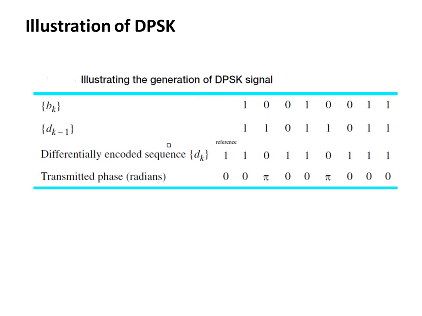The differentially encoded bit 1 is represented with a 0 phase shift in the PSK and 0 with a 180-degree phase shift. While representing it with the phase shift keying modulation scheme, the transmitted phase in radians of the DPSK system is represented as: if the differentially encoded sequence dk is 1, it is represented with a 0 phase shift, and if it is 0, it is represented with a phase shift of pi in radians. That is what is shown here in the last line of the table.